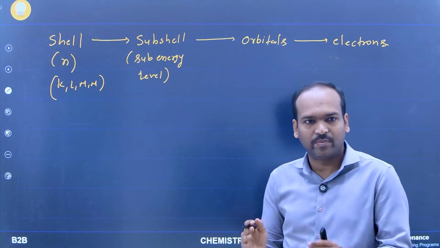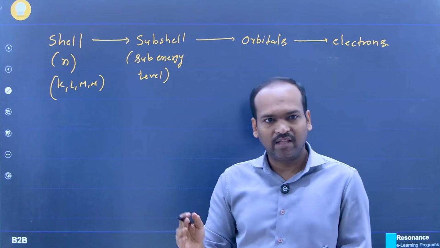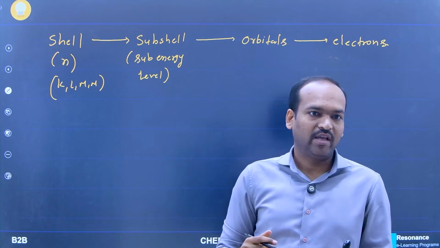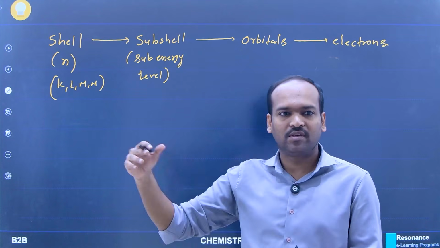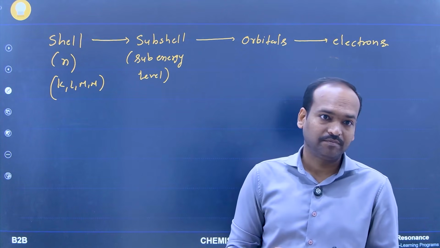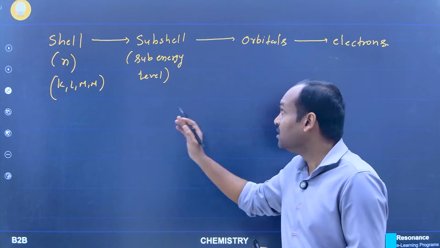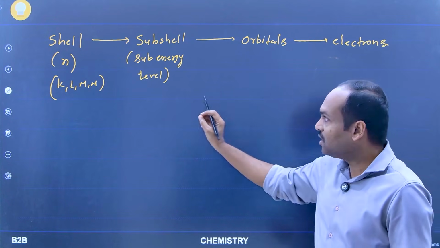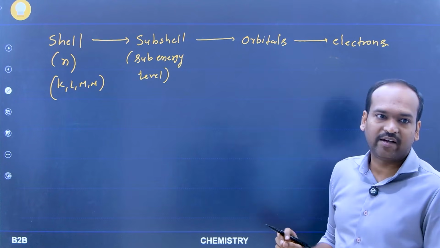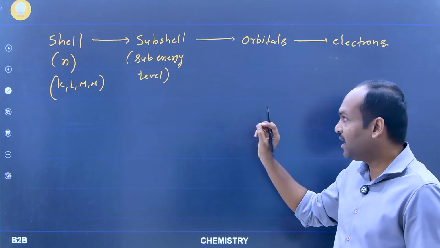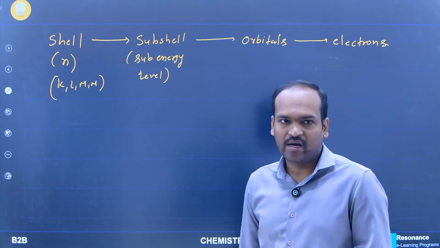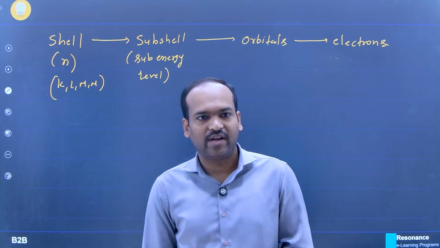You can think that there is a building. In the building, we have different floors. In the different floors we have different rooms, different room numbers. So shell, subshell, orbitals and electron show the address of electron inside the atom. It is the address of electron inside the atom. Yes, I'll discuss the quantum numbers, just wait.